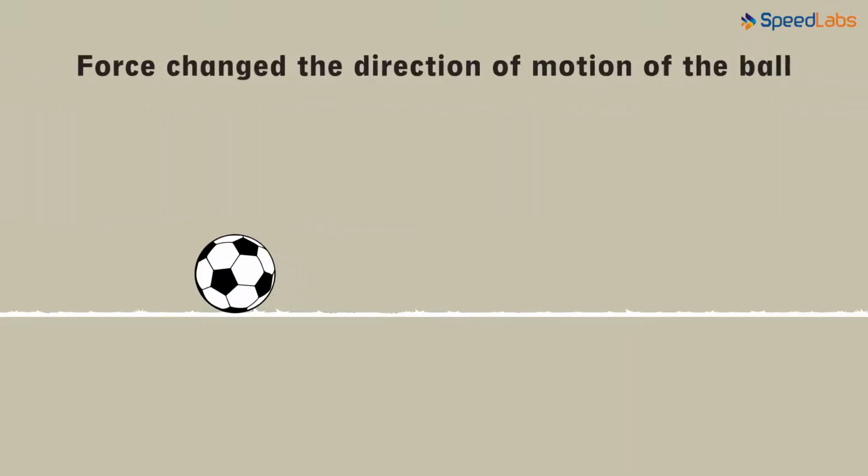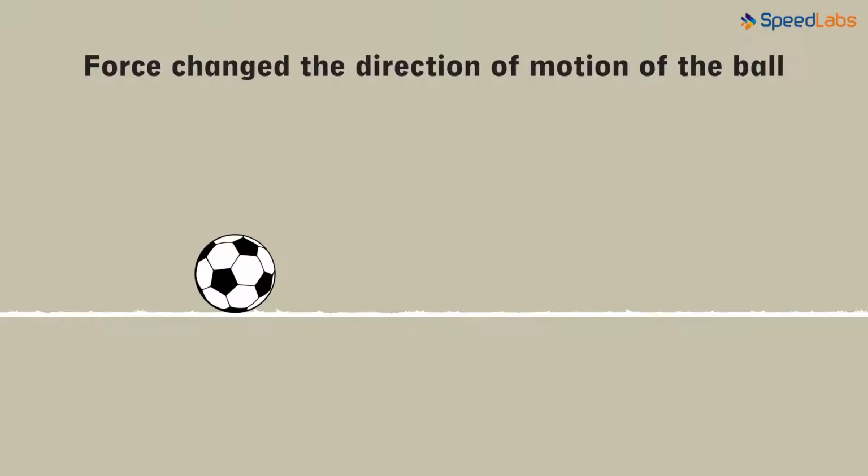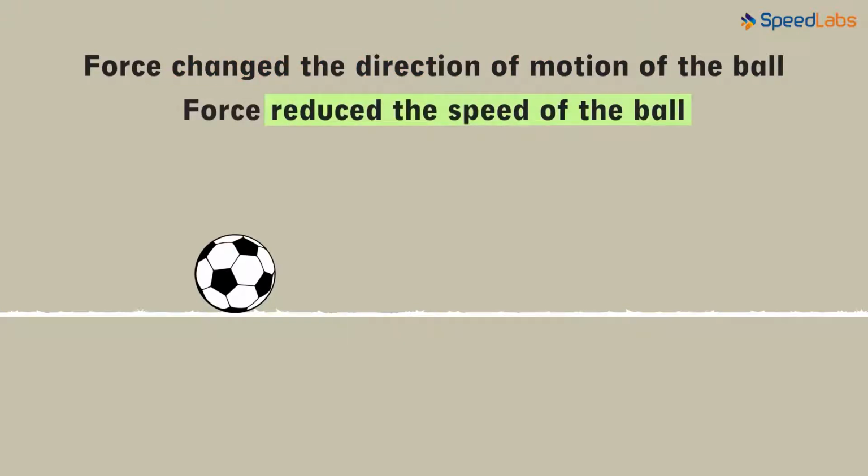So the force changed the direction of the motion of the ball. The force not only changed the direction of motion, but also reduced the speed of the ball. You see that the ball stops moments after colliding with your hand. We conclude two things in this case. First is that the force may decrease the speed of an object, and second, force may change the direction of motion of the object as well.